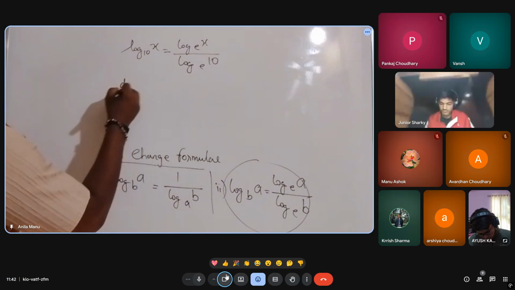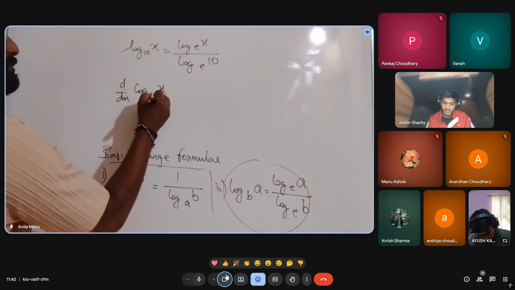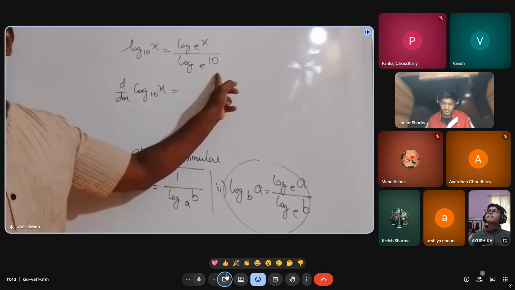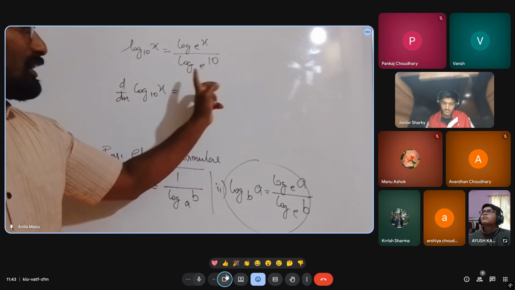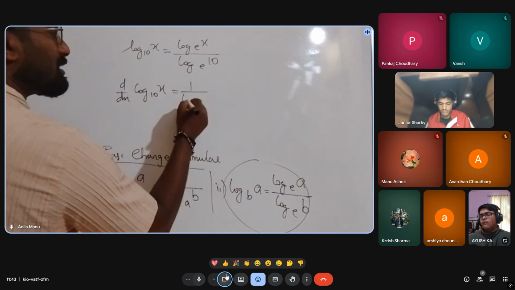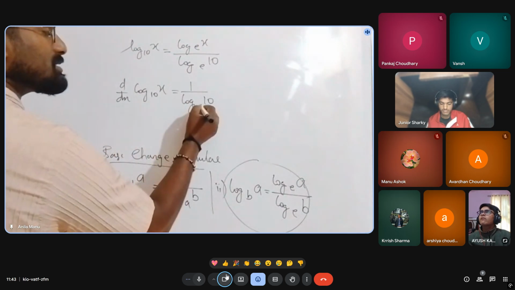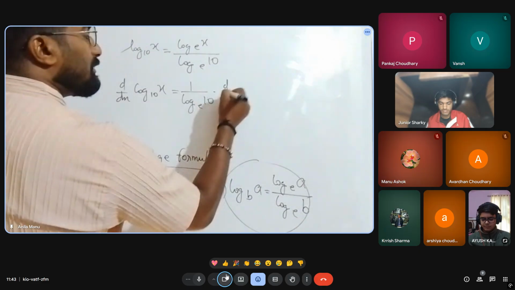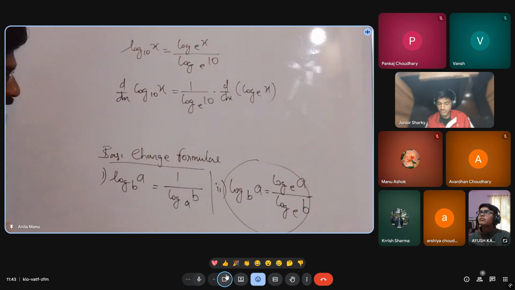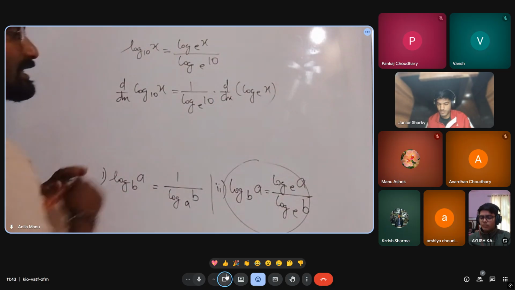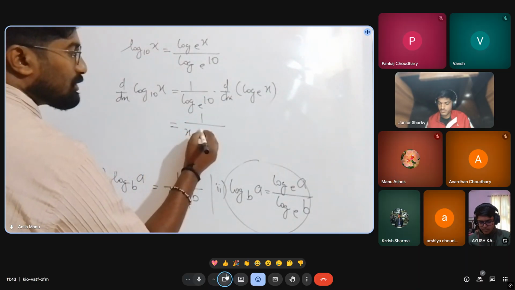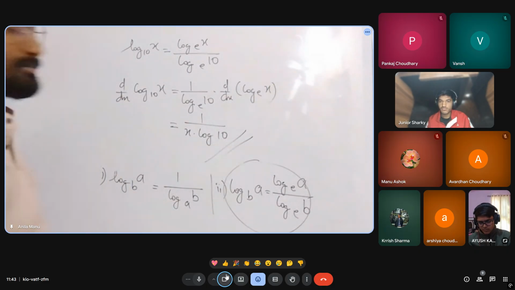Now, d by dx of log x to the base 10 is equal to, listen, in this part, log 10 is a constant. Don't forget, log 10 is a constant. Constant always we have to take outside. So 1 divided by log 10 to the base e, you can write log 10, that is enough, into differentiate only log x. Now the derivative of log x is 1 by x. So the final answer is 1 by x into log 10. This is the answer.